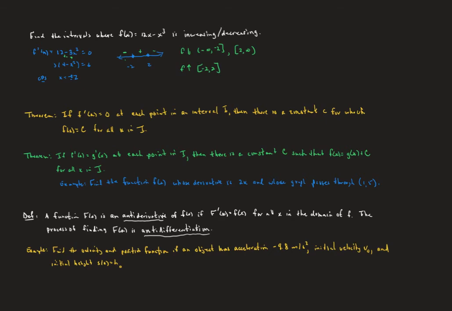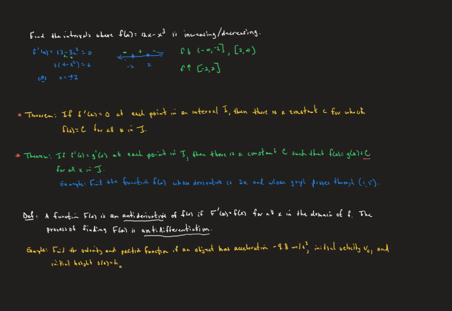The next theorems I don't think are too earth-shattering. It says here on this theorem that if the derivative is 0 over an interval, then that means the function must be y equals a constant. The next one says that if two functions have the same derivative, that doesn't necessarily mean the functions are equal to each other, but that they could be different by a constant.